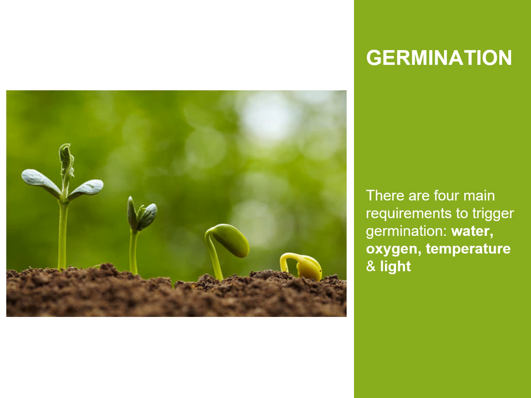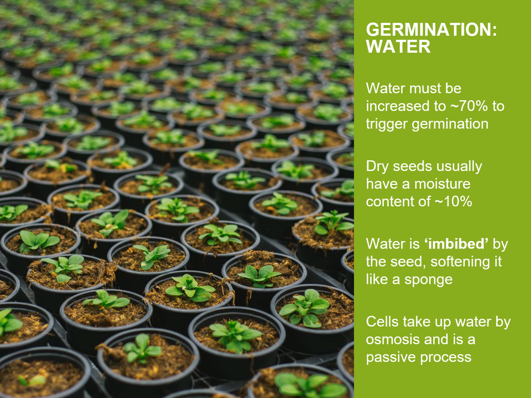So looking in more detail at the process of germination from the seed, there are 4 main requirements to trigger germination: water, oxygen, temperature, and to a lesser degree light as well. And we'll go through each of those in turn. So water is obviously a key requirement to germinating a seed. So in commercial production, what usually happens is seeds are harvested from plants and they're dried down to about 10% moisture content. And this again helps preserve the seed and protect its viability.